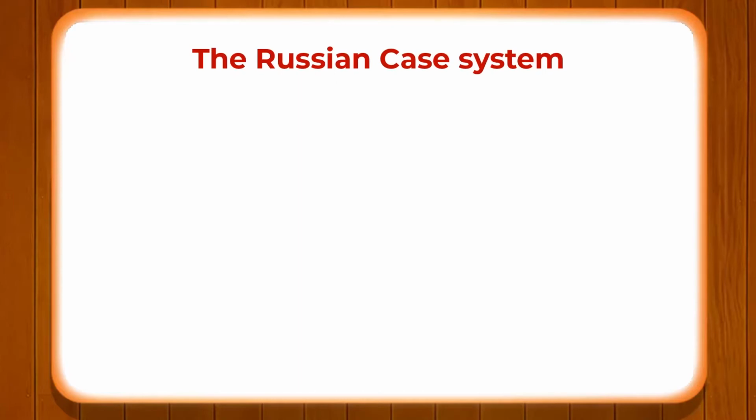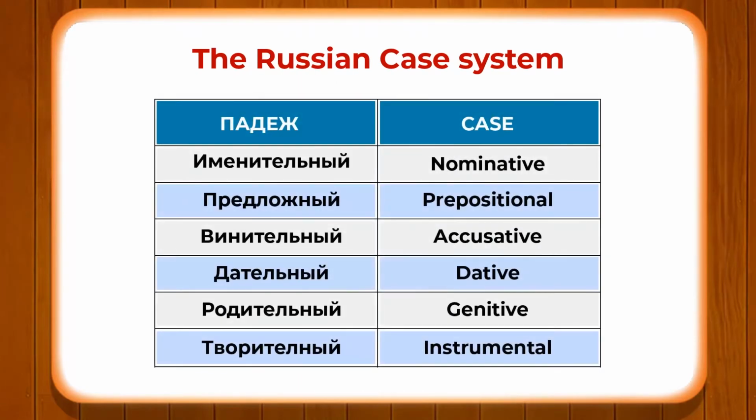Именительный падеж. Падеж is what is the case in Russian. Именительный падеж is nominative case. Предложный падеж, prepositional case. Винительный, accusative case. Дательный падеж, dative case. Родительный падеж, genitive case, and творительный падеж, instrumental case.